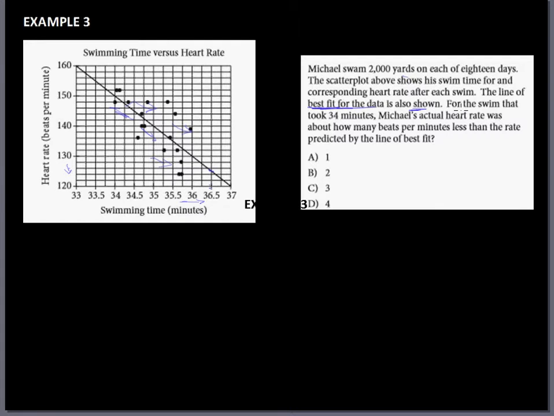So let's actually read the question. For the swim time that took 34 minutes, Marcus' actual heart rate, and actual means what was measured, was about how many beats per minute less than the rate predicted by the line. So let's go back to 34.